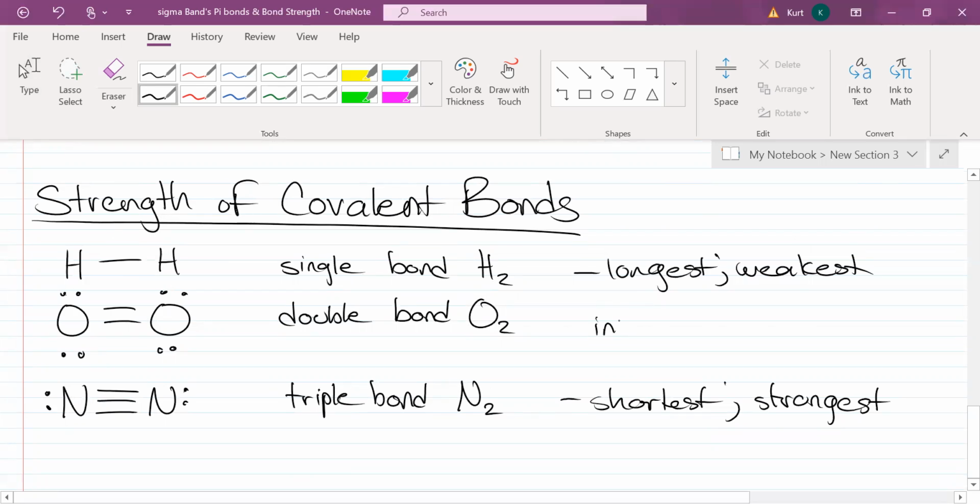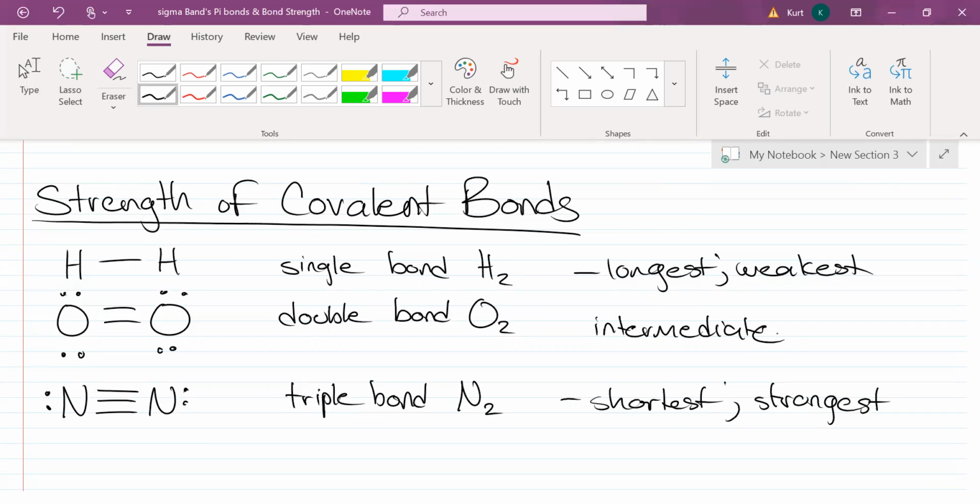And we'll just put intermediate for the oxygen. The oxygen is going to be, the double bond is going to be shorter than the single, longer than the triple. It's going to be stronger than the single, weaker than the triple.